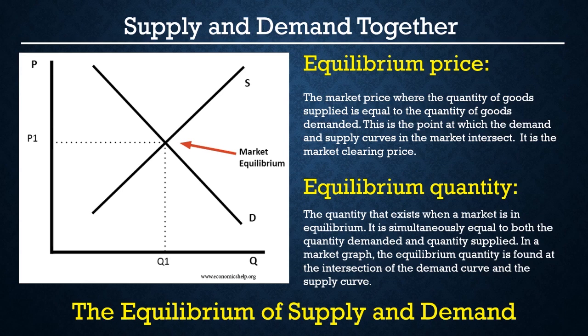The equilibrium quantity is the quantity that exists when a market is in equilibrium. It is simultaneously equal to both the quantity demanded and the quantity supplied. In a market graph, the equilibrium quantity is found at the intersection of the demand curve and the supply curve.